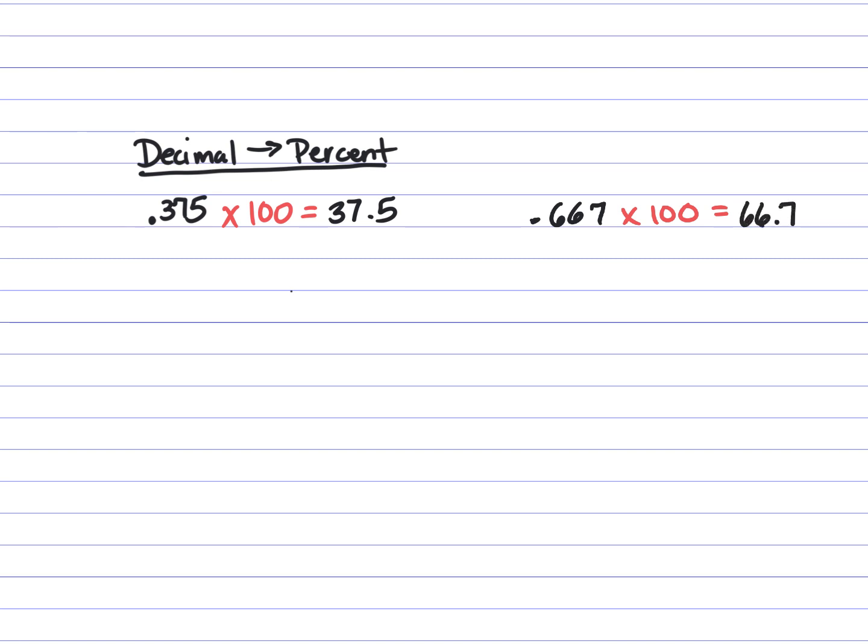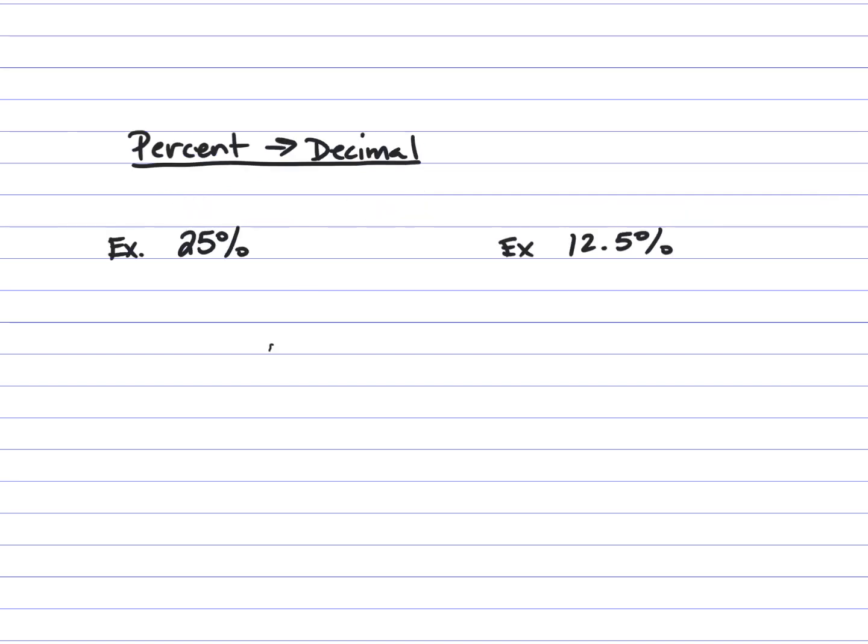Now, what happened? Well, all that happens when you multiply any number by 100 is the decimal moves 2 places to the right. And if there's not a number there, then you just add a 0. So this is 37.5%, and this is 66.7%. And so now we have gone from a fraction to a decimal to a percent. But we also need to know how to go backwards, because we might not be given a fraction to start. So if we're given a percent, now let's go from a percent to a decimal.